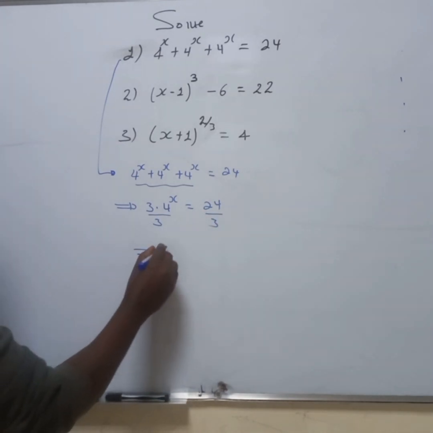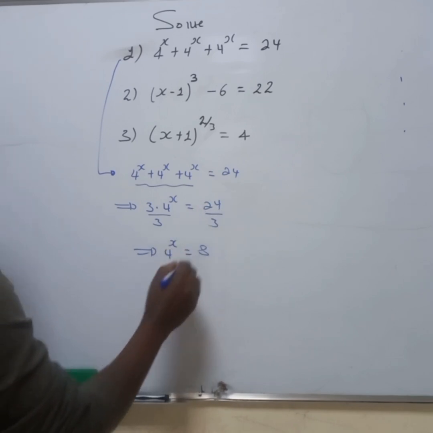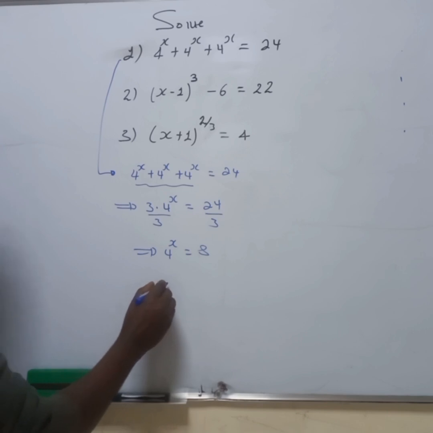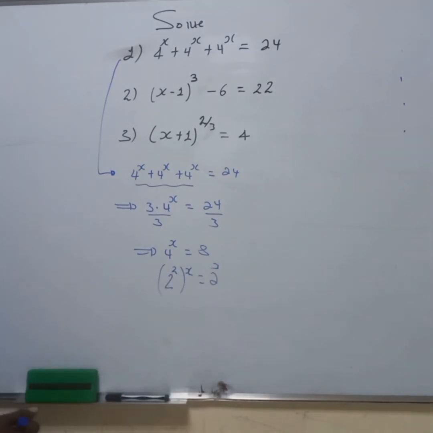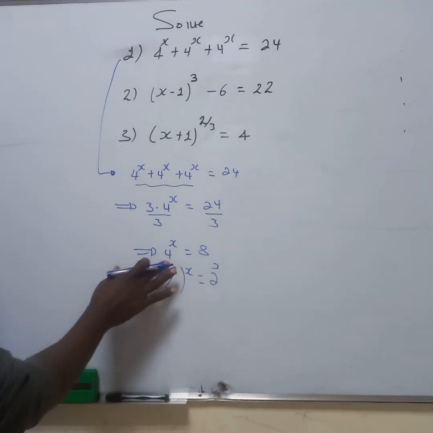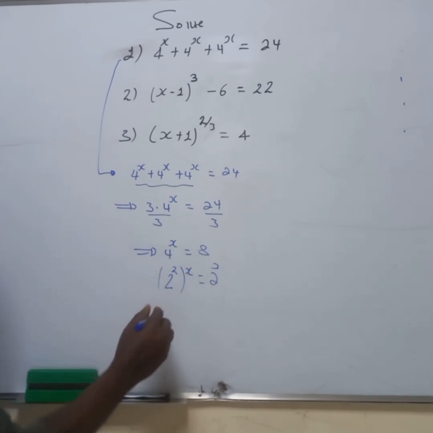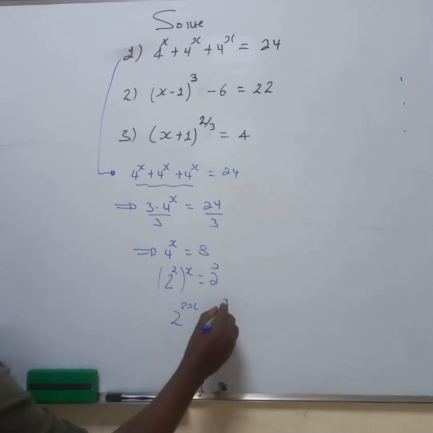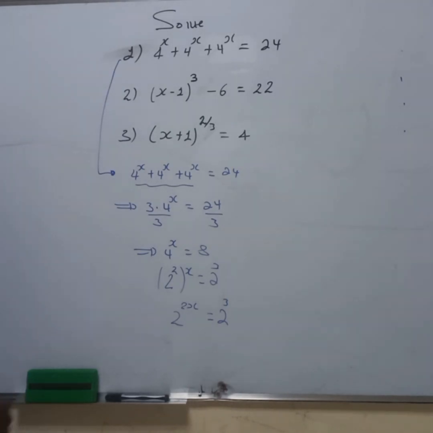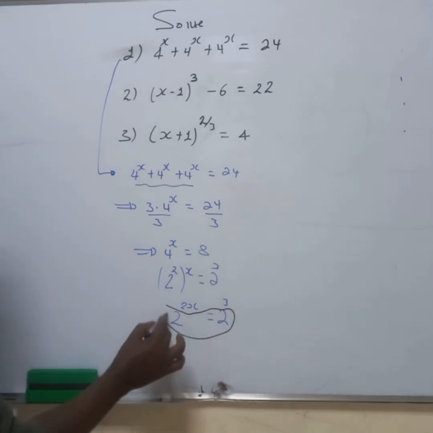Then this implies that 4 to the power of x will be 24 divided by 3, which is absolutely 8. And you know that 4 can be written as 2 to the power of 2, the whole to the power of x. And 8 is 2 to the power of 3. Then, with the power of a power law, when we remove the bracket, these multiply the variable x, and it is given by 2 to the power of 2x, which is equal to 2 to the power of 3.